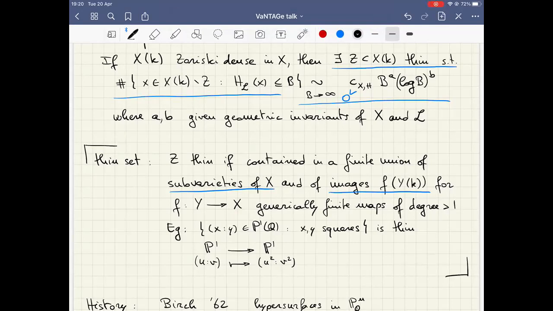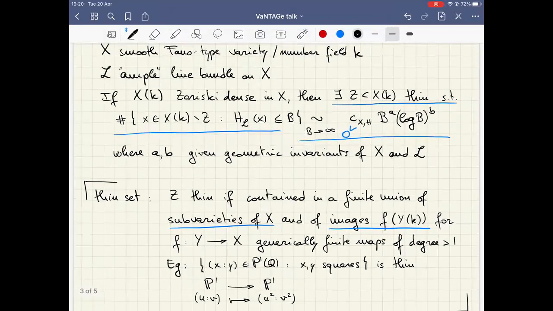This is a great question indeed. I guess that I should have been more precise here. So let's add this. We don't know it. We expect it, and we don't have a counterexample in this case either. But thanks Bianca for making this precise. So we want the set of rational points to be Zariski dense in X and not thin itself, so not contained in a finite union of subvarieties or images of generically finite maps of degree at least two. Thank you.